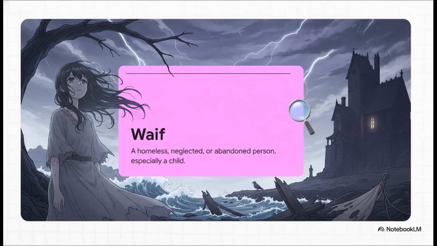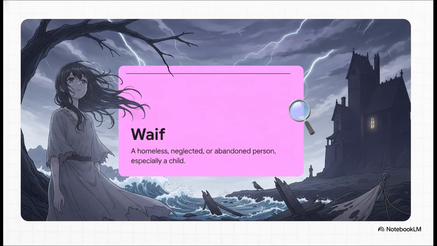Lockwood is our outsider, and he's this incredibly unreliable lens through which we experience that initial shock of the moors. During his second visit, Lockwood gets trapped by a massive snowstorm and has this terrifying nightmare that introduces our next absolutely crucial word, waif. Now, when we hear waif today, we usually just think of a lost or skinny kid, right? But Brontë is doing something way deeper here.